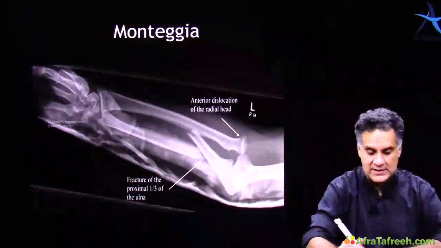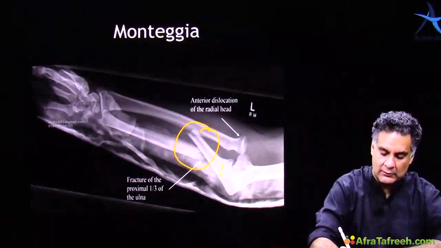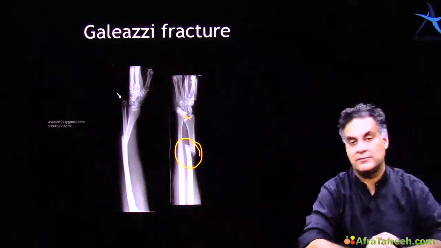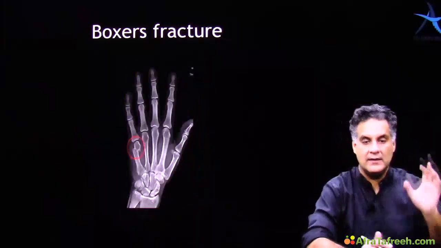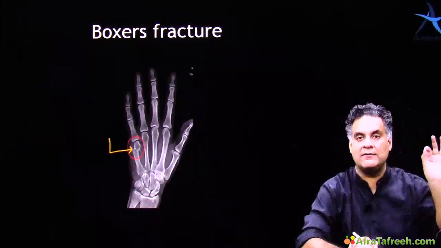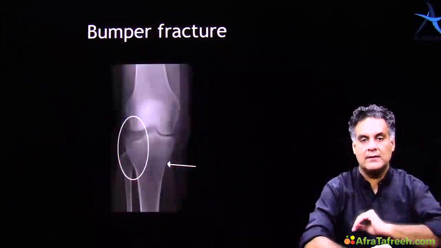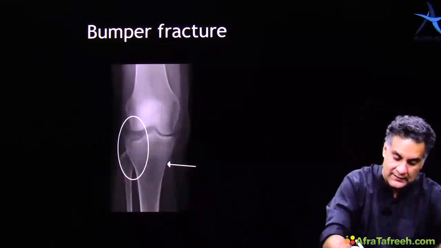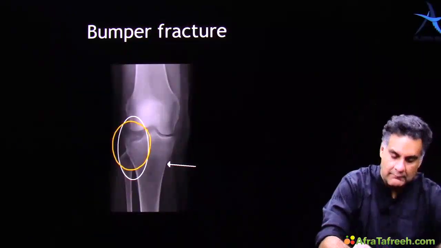And then you have the Monteggia, fracture of the ulna with the dislocated radial head. Then you have the Galeazzi, fracture of the radius with the disruption of the distal radioulnar joint. Then you have the Boxer's fracture, where there is a fracture of the neck of the 5th metacarpal. Then you have the bumper fracture. Again, Boxer's and bumpers are 2 fractures very commonly asked. Fracture of the lateral tibial plateau.